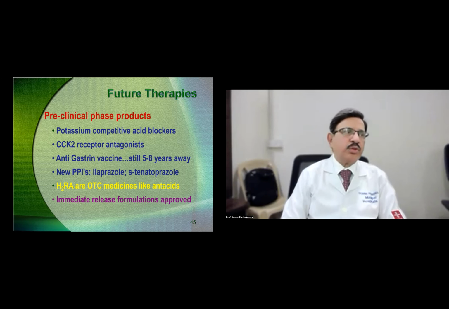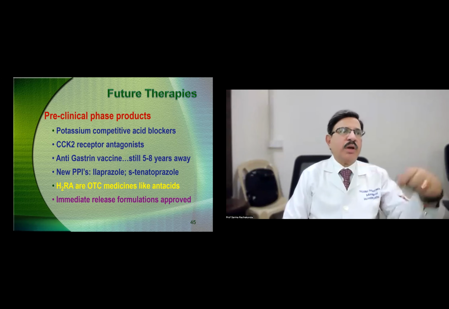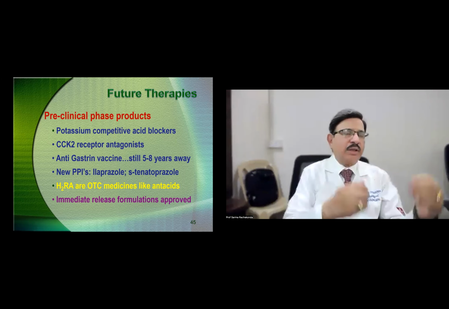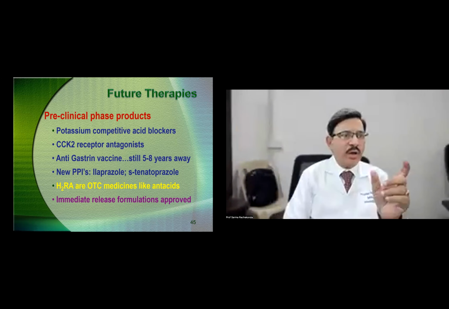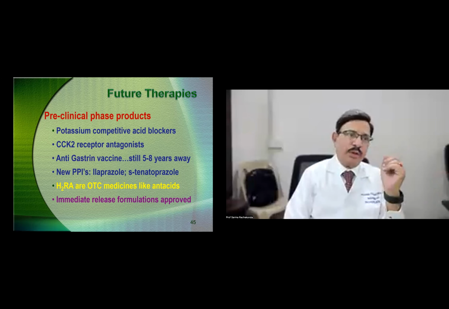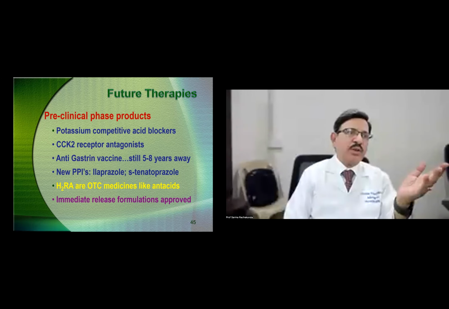Earlier, we used to say you have to give the PPI half an hour before food, so that the PPI gets absorbed, goes into the system, comes to the stomach and blocks the acid. And then the food comes. By the time the food comes, the PPI is already in full place for action. So you always prefix around half an hour before food you give the PPI. Now today we have PPIs which are immediate release formulations. You don't have to wait for food, you keep the food on the plate, take the PPI and have it.